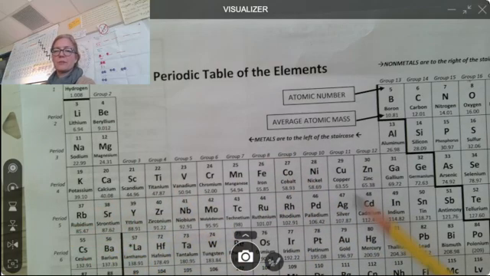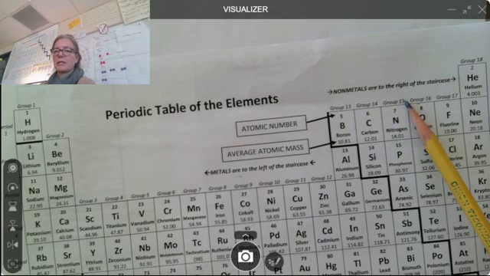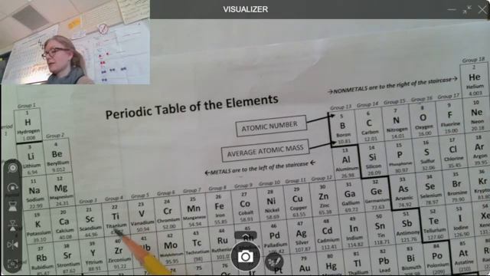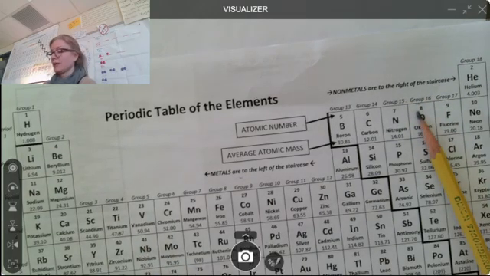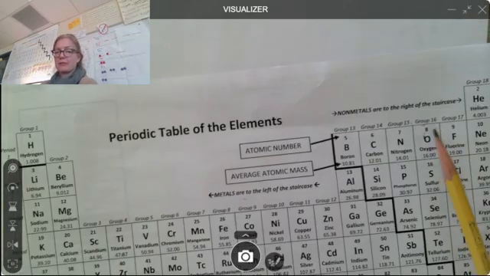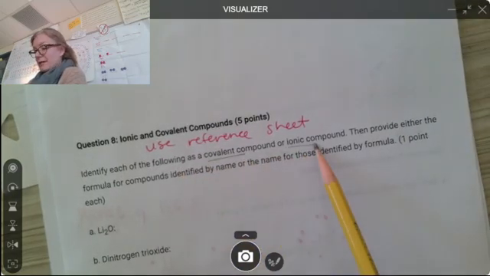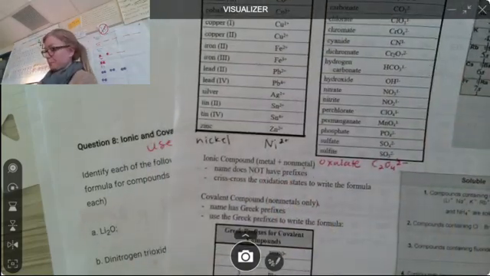So the vast majority of the periodic table is a metal. Metals are to the left of the staircase, nonmetals are to the right of the staircase. So if it's a metal and a nonmetal, it's ionic. If it's all nonmetals, it's covalent. And remember, hydrogen's considered a nonmetal. So that's how you can tell if it's covalent or ionic. Just look at whether it has metal and nonmetal or nonmetals only.